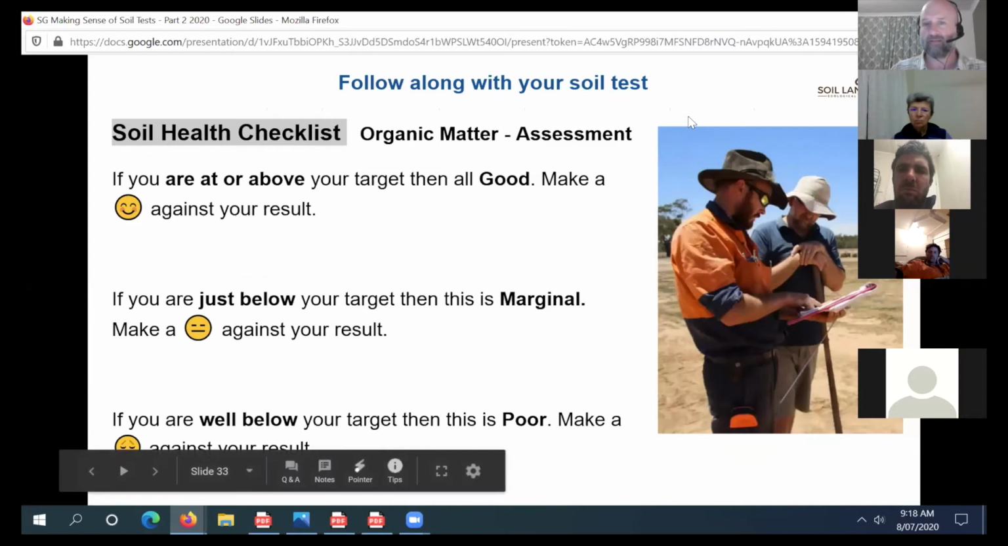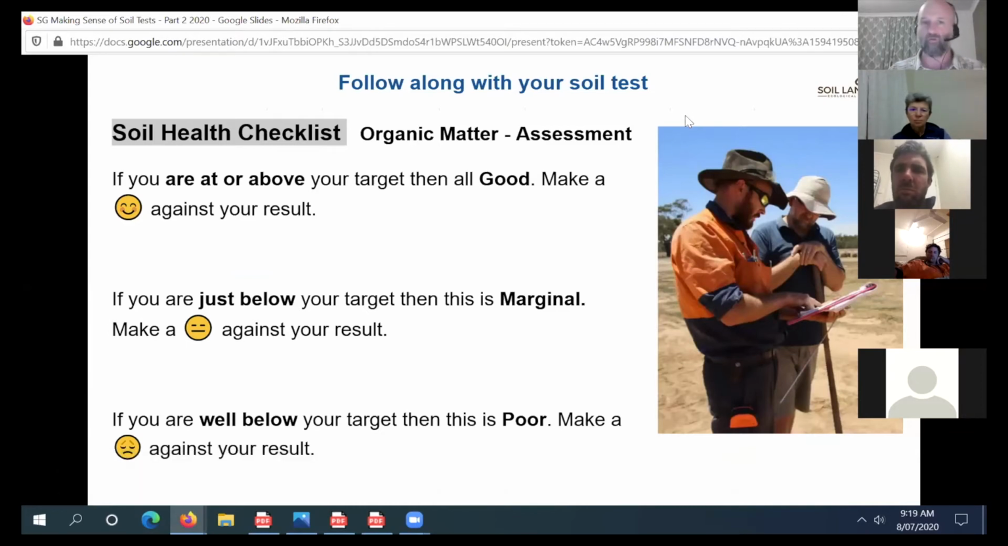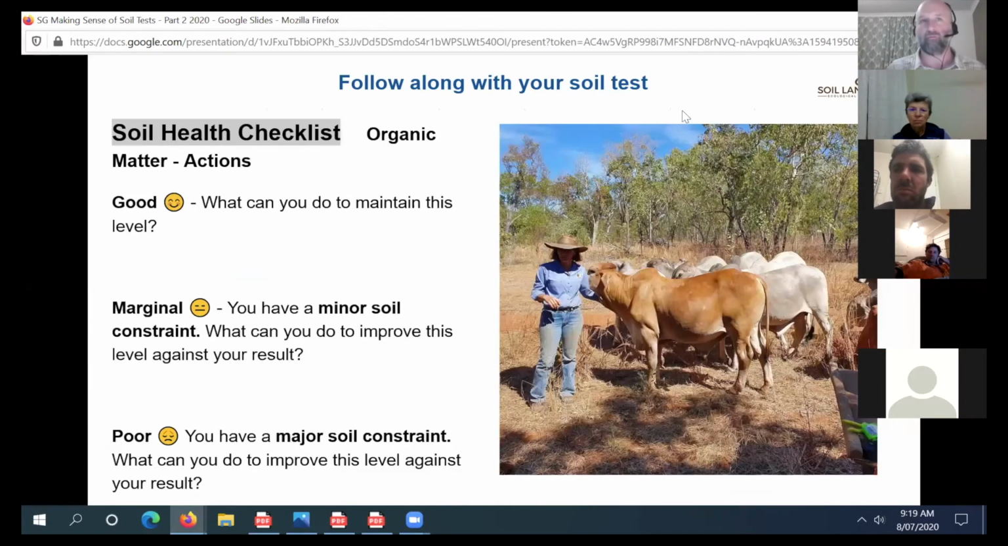So set your benchmark, get your results, compare them, give yourself a rating, and then ask yourself, if you're poor or marginal, what can I do to fix it? And if you're going well, what can you do to keep the soil organic matter where it is? So the question is, what can you do?